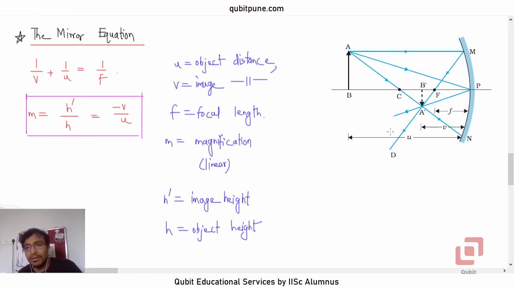Just let me go back to this figure. U is the object distance, V is the image distance, F is the focal length of the mirror, distance PF, and this is H and this is H prime. AB is H and B prime A prime is H prime. Have you understood this equation, what it tells us, and the magnification formula?